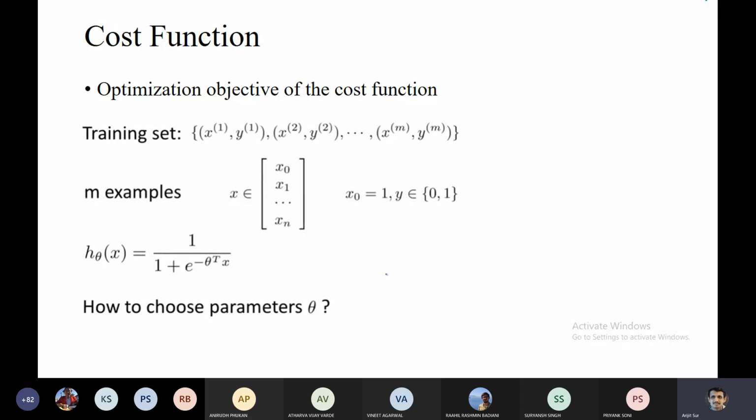So we were discussing classification, and what we started about that classification is classification using logistic regression.